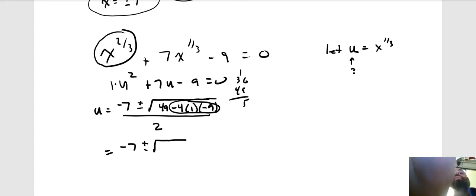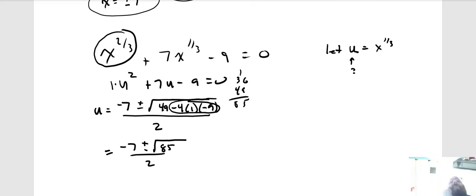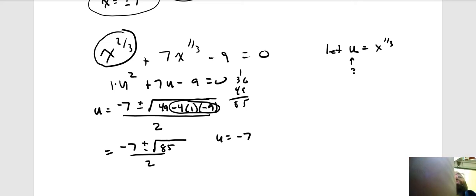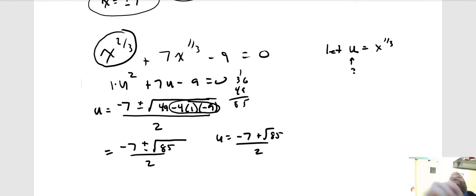Let's see, what is that? 85, I think that is. Yep, 85. Root 85 over 2. Now, this doesn't look like it's got a nice even square root to it. That's okay. So now what we're going to have is u is equal to -7 plus root 85 over 2.